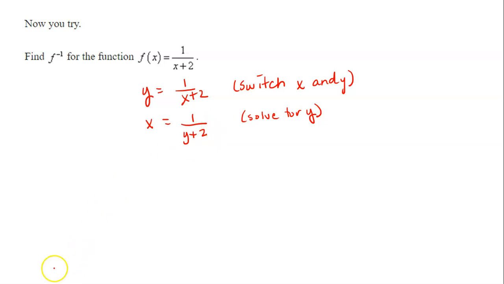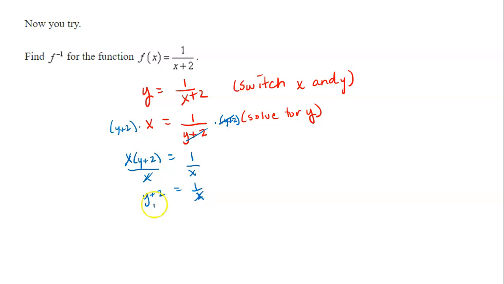So I've got to get rid of that. Let me get a different color here. So I'm going to multiply this side by y plus 2 and multiply this side by y plus 2. This is going to cancel. I get x times (y plus 2) is equal to 1. Then I divide this so that my x's would cancel.